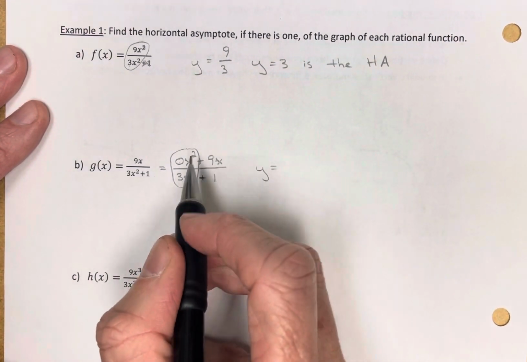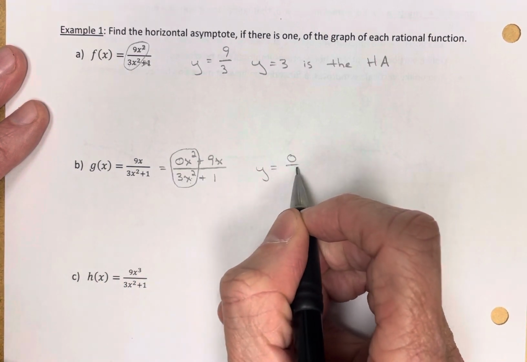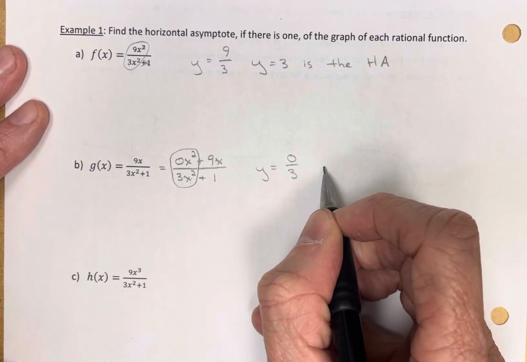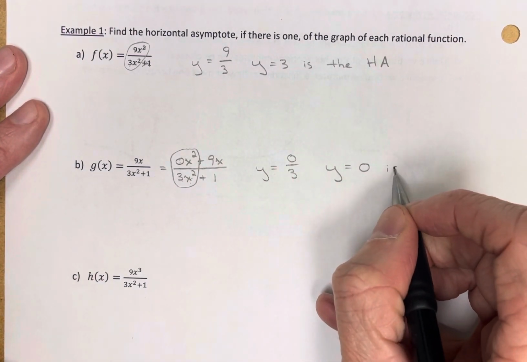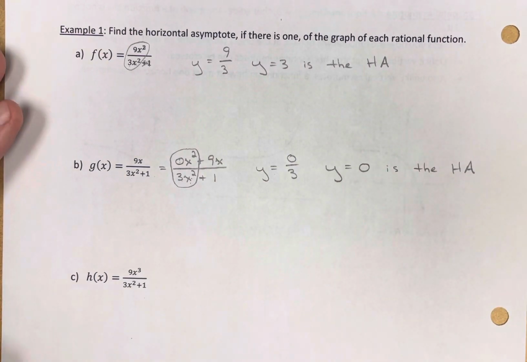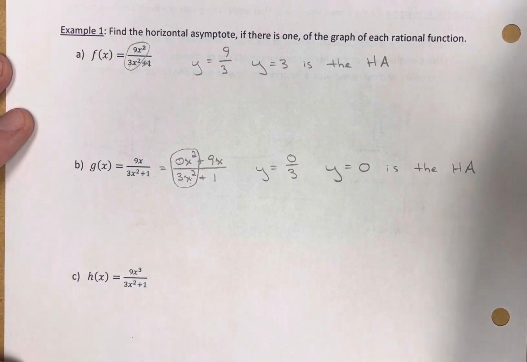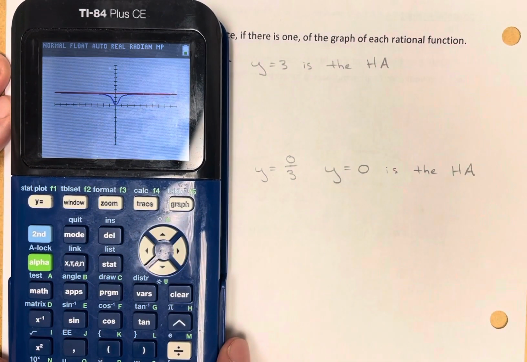Now that they're the same, y is equal to the numerator over the denominator. Well, 0 divided by 3 is 0. So y equals 0 is the horizontal asymptote. Let's go back here and take a look at this one. I think I got that in there for you.